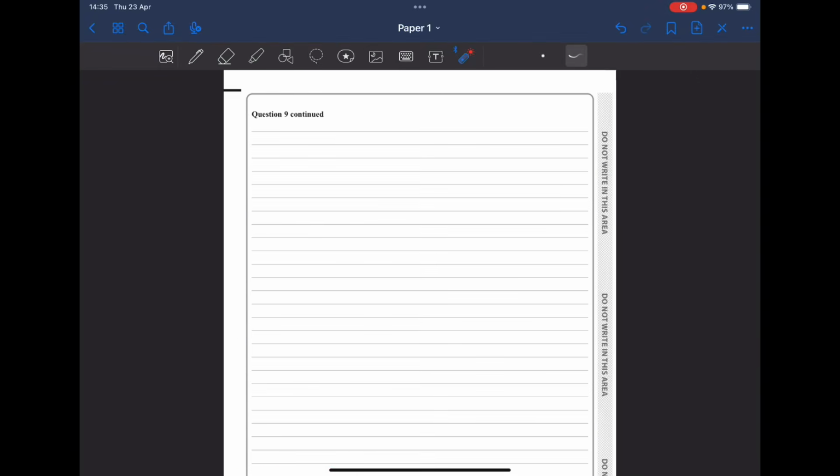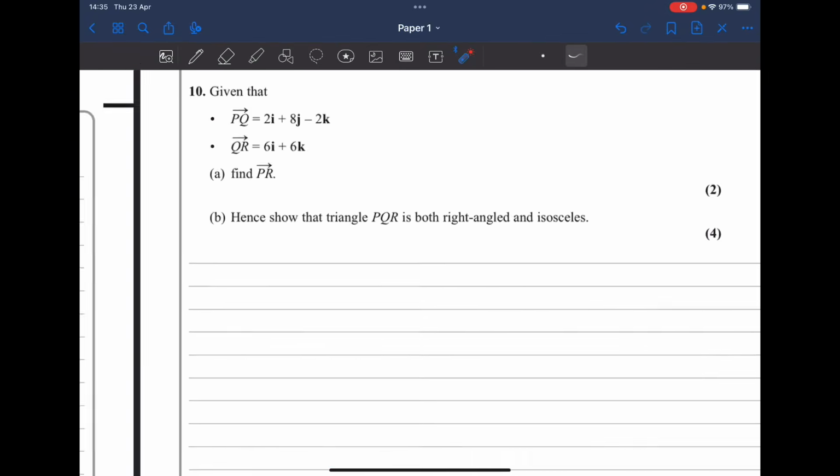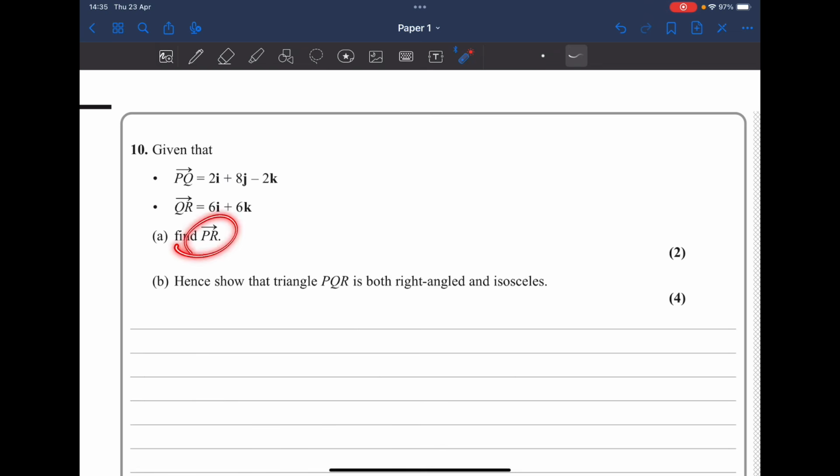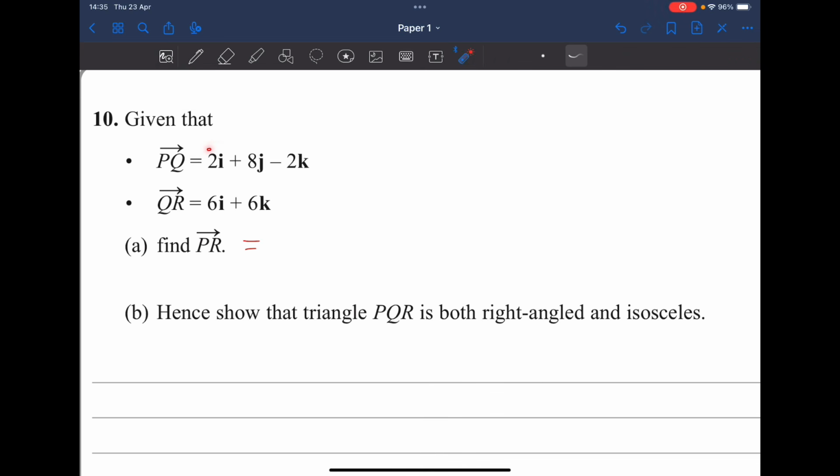Number 10. Some vectors. So we want to find P to R. So how do we get from P to R? We can go from P to Q and then Q to R. So let's do that. We just need to add them up. So how many I's do we have? We have 8 of them. How many J's? We've got 8 and we've got nothing in there.